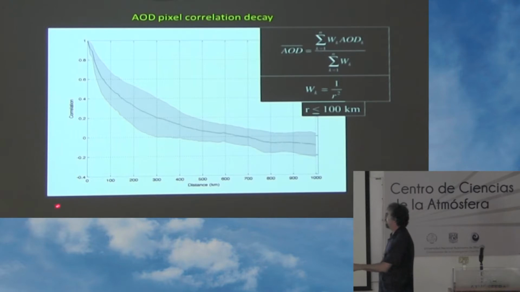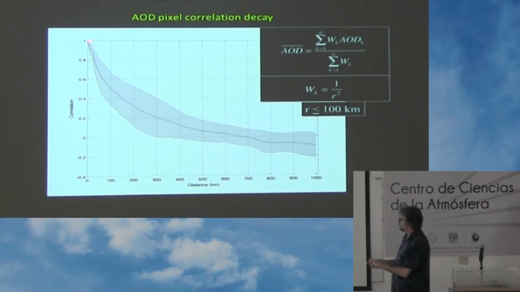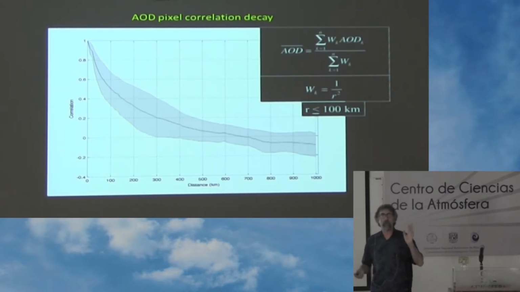So here you have the correlation coefficient, and here you have the distance. What we see is when the distance is 0, the correlation is perfect. But as the distance increases, the correlation drops. So we chose a distance of 100 kilometers. At 100 kilometers, two locations are correlated with a correlation coefficient of 0.5.